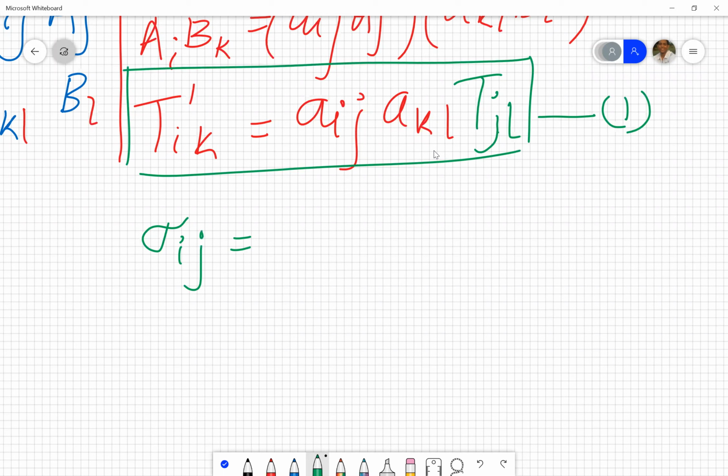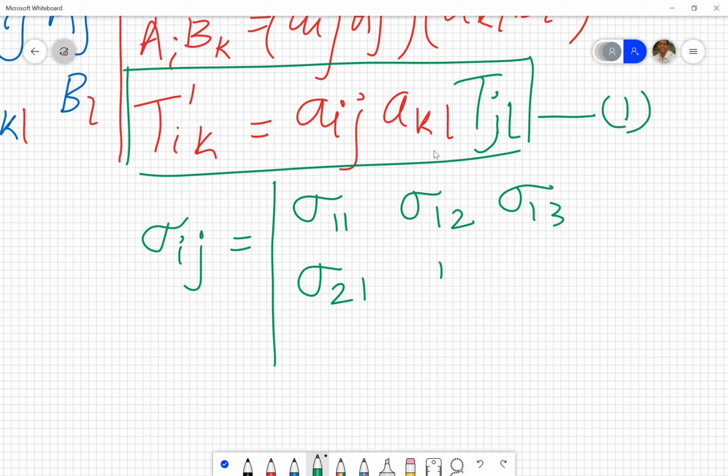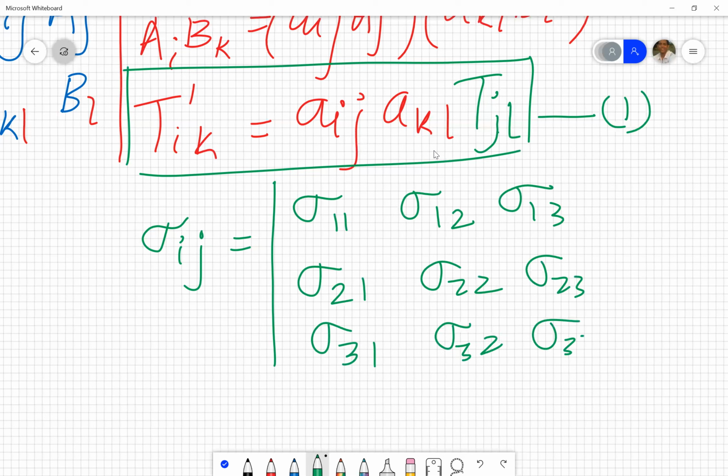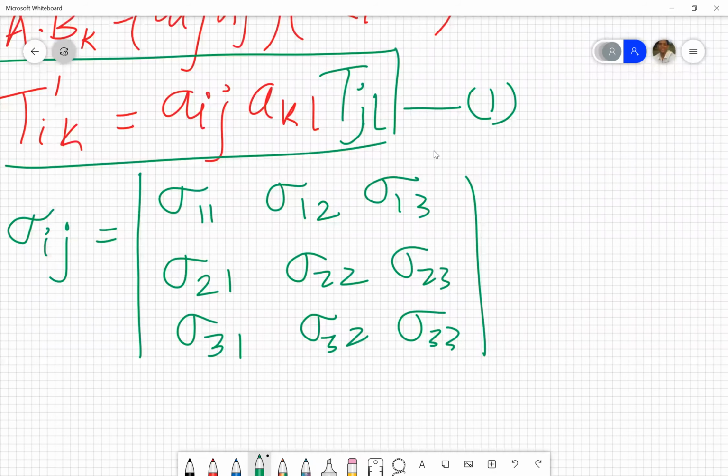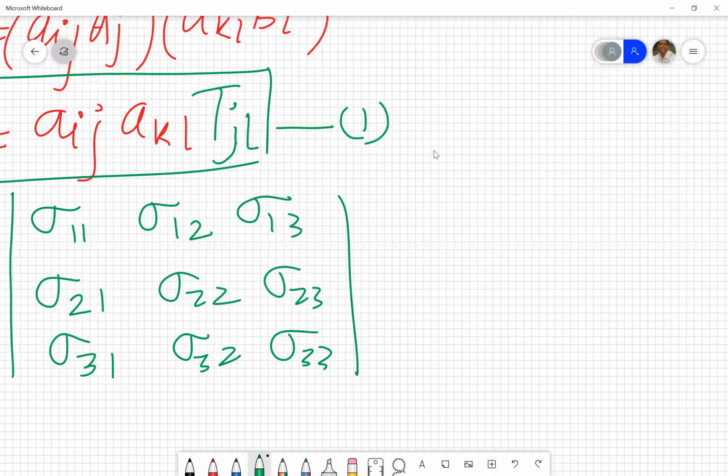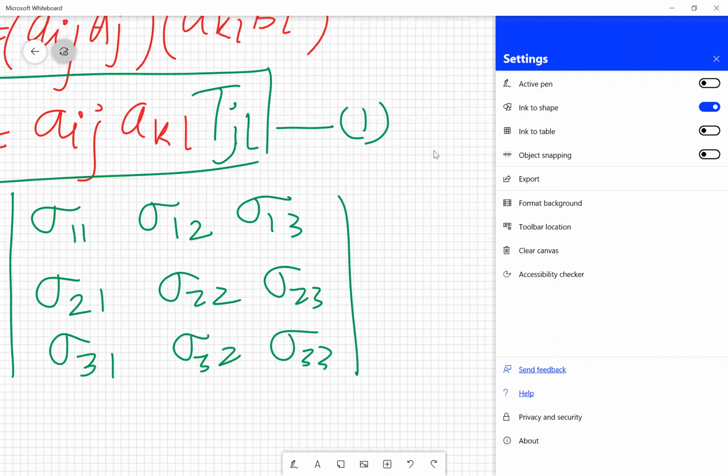So what is the method of writing the sigma ij? Our method is sigma 1 1, sigma 1 2, sigma 1 3, then sigma 2 1, sigma 2 2, sigma 2 3, sigma 3 1, sigma 3 2, and sigma 3 3. Okay. Now we can replace these equations also. See here, carefully what I have written here.